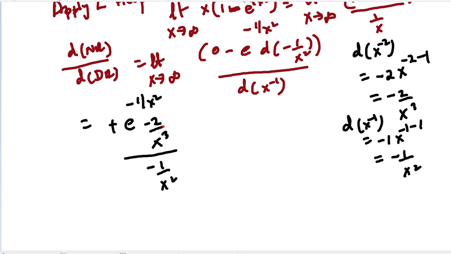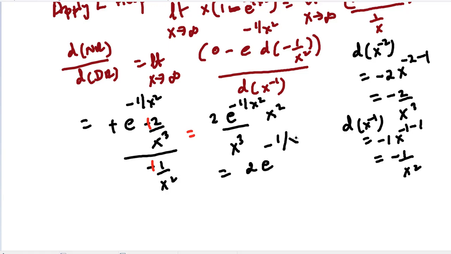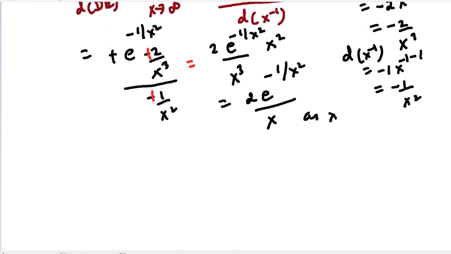However, the negative signs get cancelled, giving us 2 times e raised to the power of negative 1 over x squared divided by x raised to the power of 3. Now you can flip it and place x squared over here, so you have 2 times e raised to the power of negative 1 over x squared divided by x. Now applying limits, as x tends to infinity, 1 over x will tend to 0. So e raised to the power of 0 is 1, and 1 over x tends towards 0, so the outcome is equal to 0.